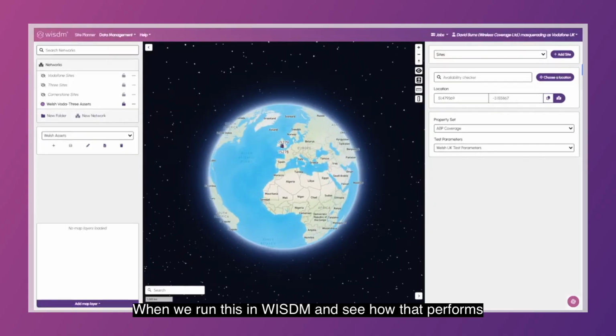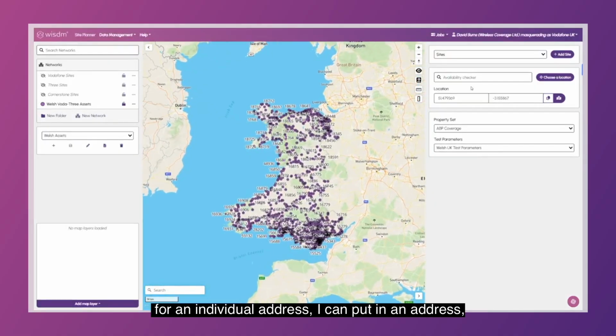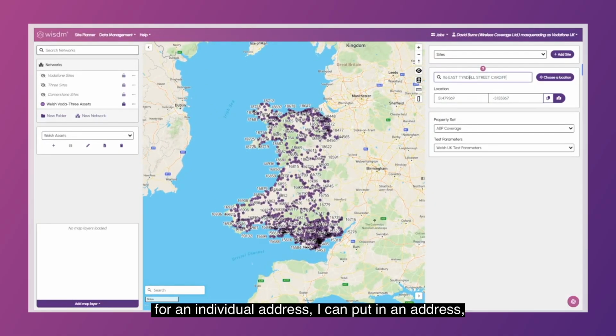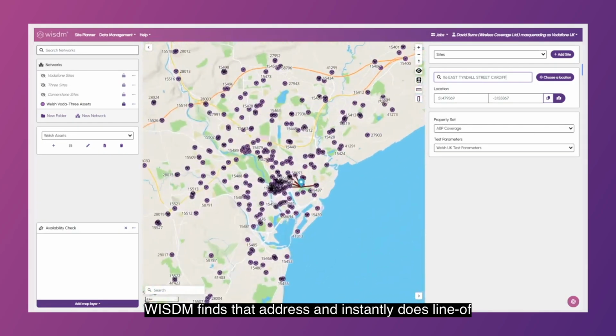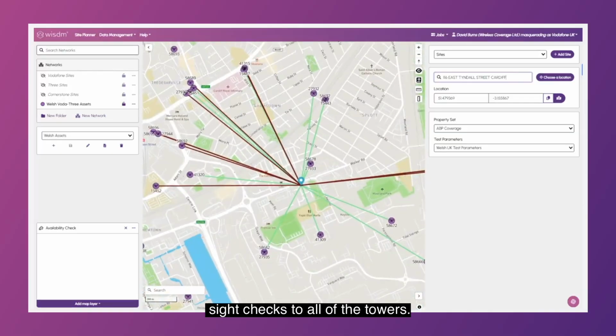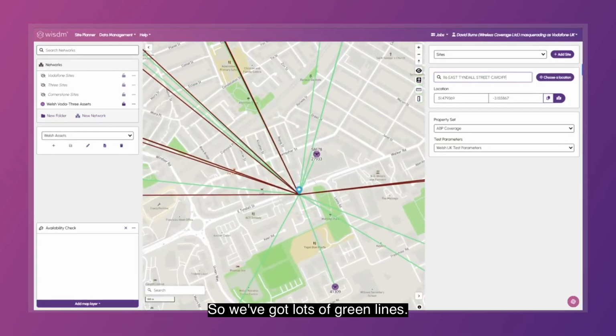When we run this in WISDM and see how that performs for an individual address, I can put in an address, in this case, Tyndall Street in Cardiff. WISDM finds that address and instantly does line of sight checks to all of the towers. Now in this example, we've got lots of coverage. So we've got lots of green lines.